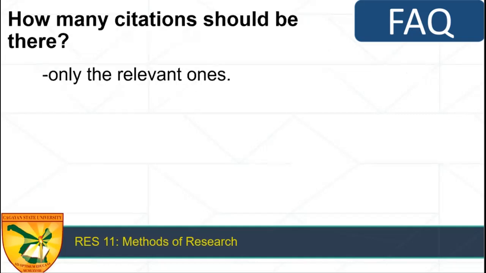How many citations should be there? Do not flood your background of the study with research citations because this is not a review of literature. The full discussion about the parts of your background of the study will also be discussed in the review of literature, and that is where you will be citing all of them. But for the background of the study, you will only cite the most relevant ones.